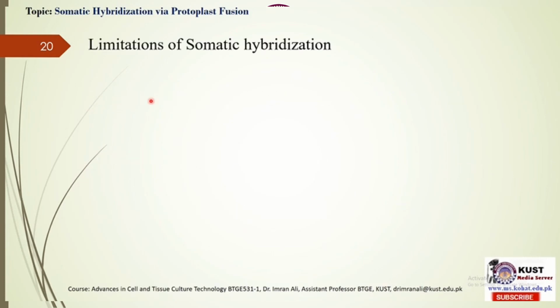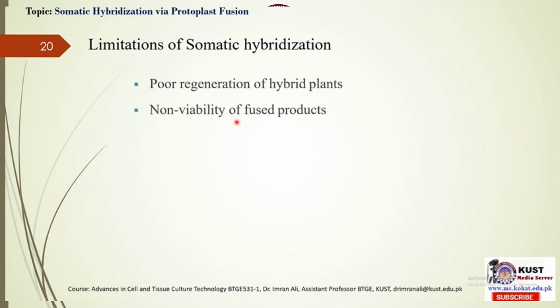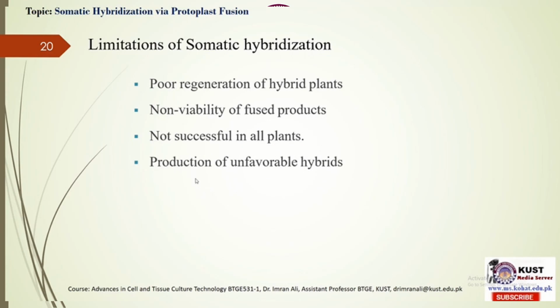Some of the limitations of somatic hybridization: its regeneration capacity is normally poor. It is a great challenge to culture the fused products because its viability is a difficult job to maintain. This method is not successful in all plant species, and we also have sometimes the production of unfavorable hybrids.